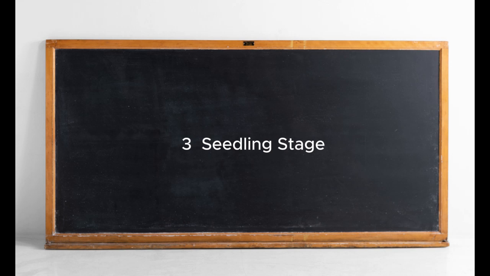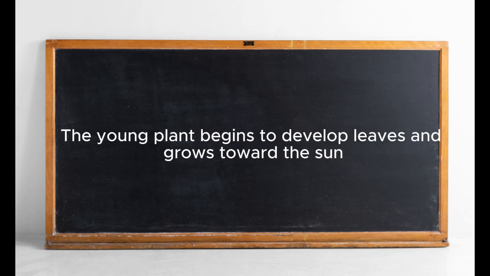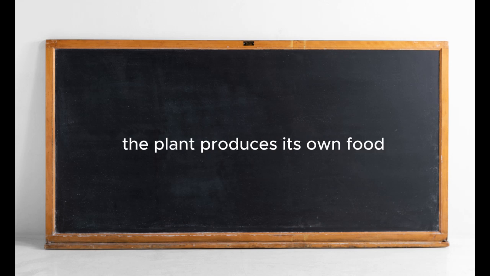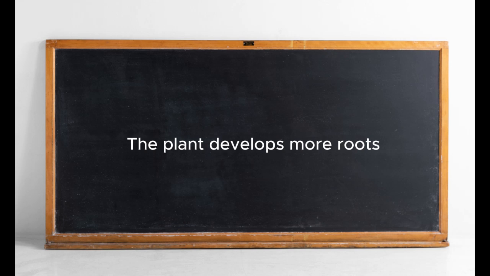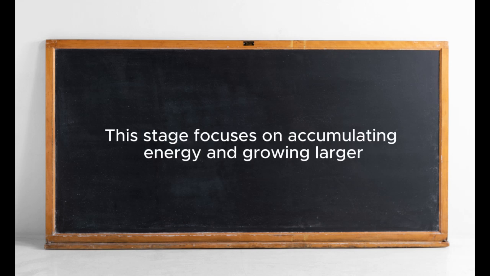3. Seedling stage. The young plant begins to develop leaves and grows toward the sun. Through photosynthesis, the plant produces its own food, leading to further growth. 4. Vegetative growth. The plant develops more roots, stems, and leaves. This stage focuses on accumulating energy and growing larger.